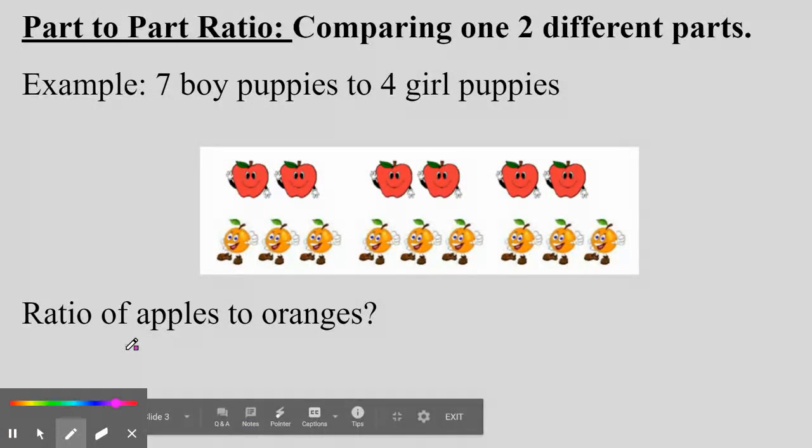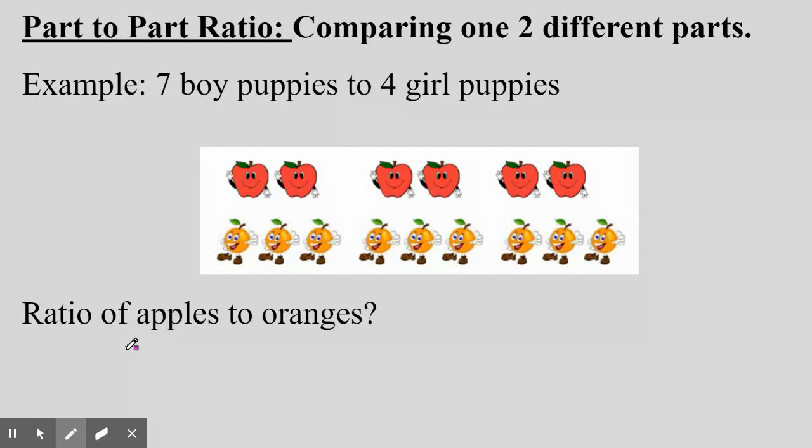All right, so let's talk about our first situation, a part-to-part ratio, where we are comparing two different parts. So in an example, I have 7 boy puppies to 4 girl puppies. These are two different parts of a whole. So an example I have, what is the ratio of apples to oranges? So note that when I write my ratio, apples is going to come first since it was written first.